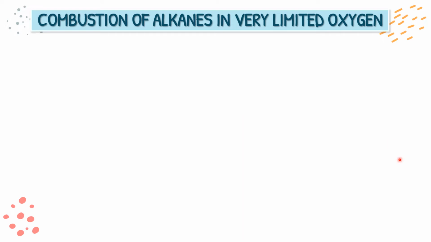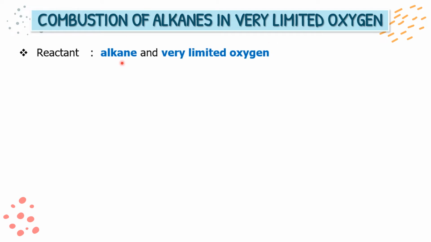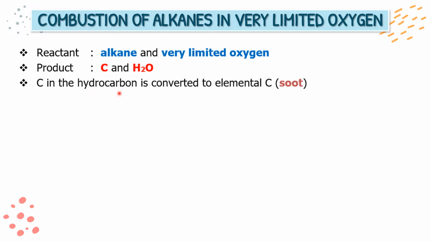Okay, and then lastly, what will happen if our alkane is burned in very limited oxygen? Kalau excess, kita dapat carbon dioxide, CO2. Kalau limited, kita dapat carbon monoxide, CO. So, reaction of alkane with very limited oxygen will give us an elemental carbon and water. Okay, so the carbon in the hydrocarbon, maksudnya dalam alkane kita tadi, is converted to elemental carbon, which is our soot. Okay, soot ni adalah apa?